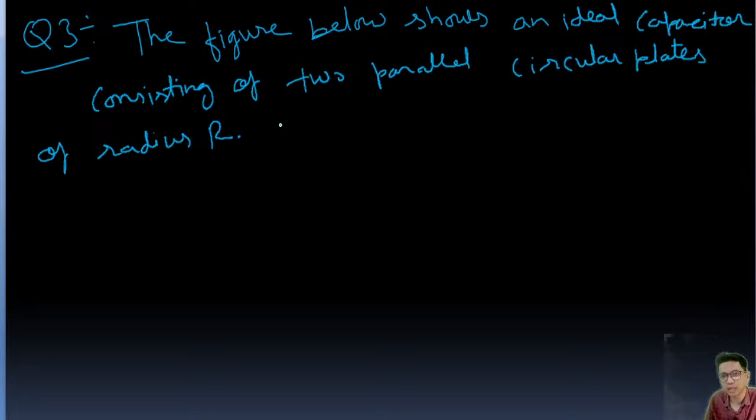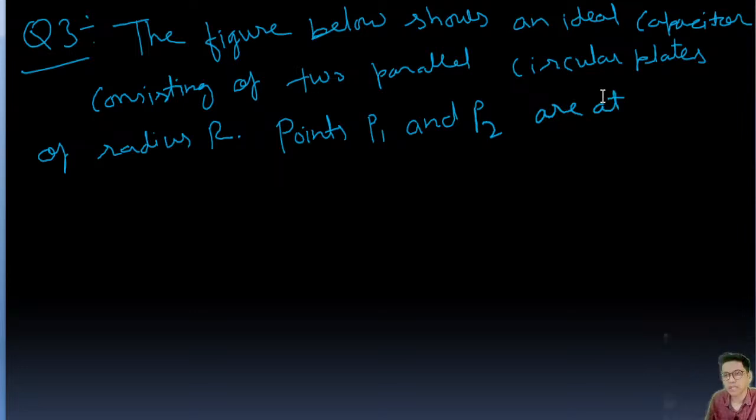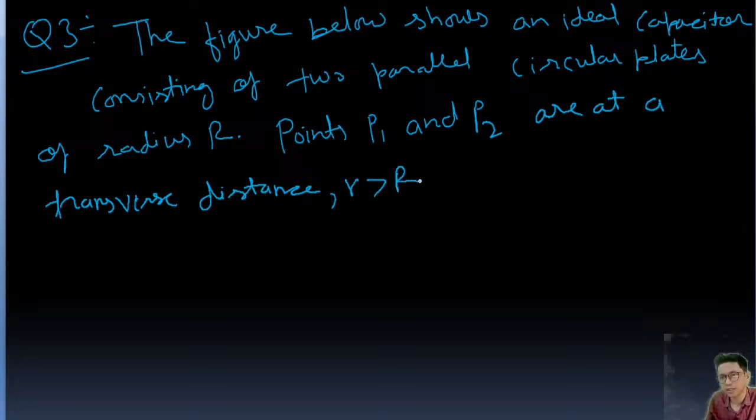Points P1 and P2, I'll make a diagram, okay, then it will clear all your doubts. So points P1 and P2 are at a transverse distance r1, which is greater than or equal to r, from the line.